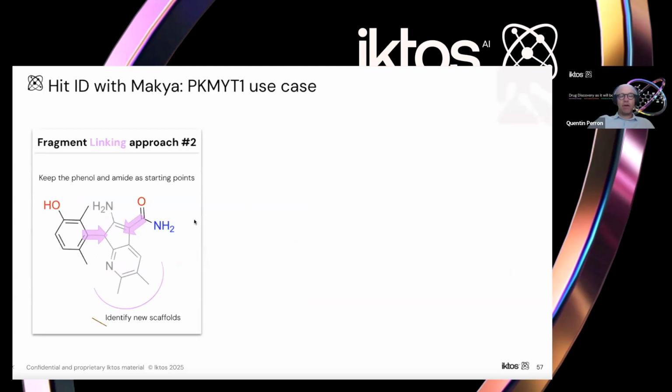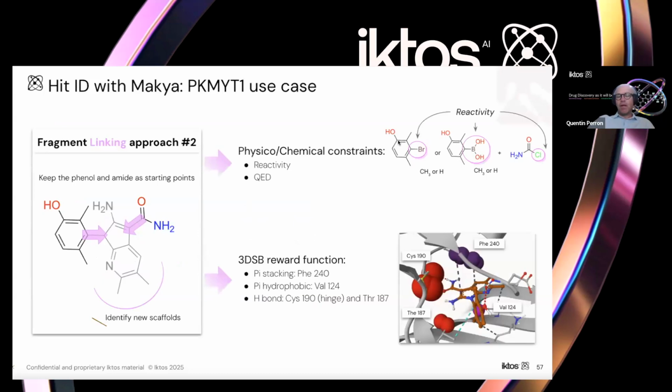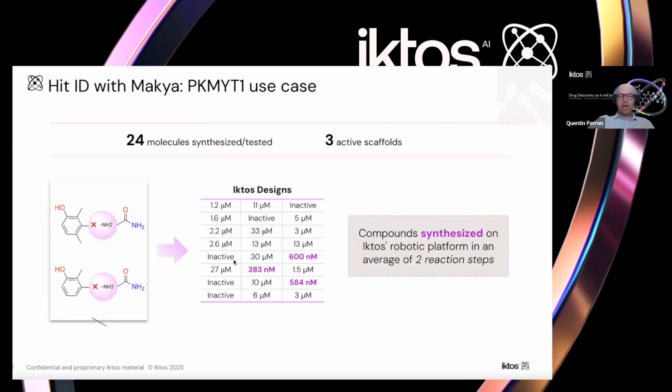So we keep the phenol on the left, we keep the amide bond on the right, and we wanted to find something new. In that case, the same left-hand side, but for the right-hand side, we use these derivatives. We keep the same interaction in place that we wanted to keep. And in that case, we synthesized 24 molecules, and we identified 3 active scaffolds.